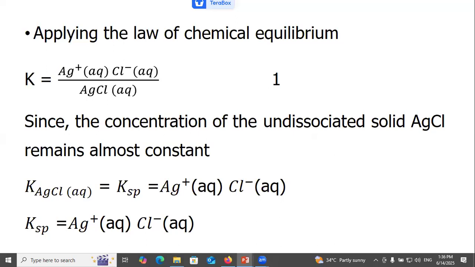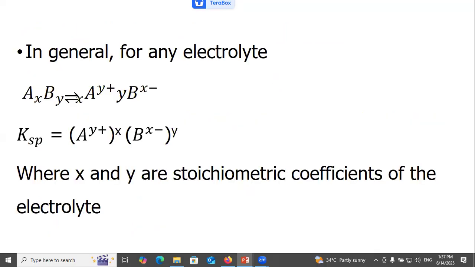Applying the law of chemical equilibrium, K equals [Ag+][Cl-] over [AgCl]. Since the concentration of the undissociated solid silver chloride remains almost constant, K[AgCl(aq)] equals Ksp, so Ksp equals [Ag+(aq)][Cl-(aq)].